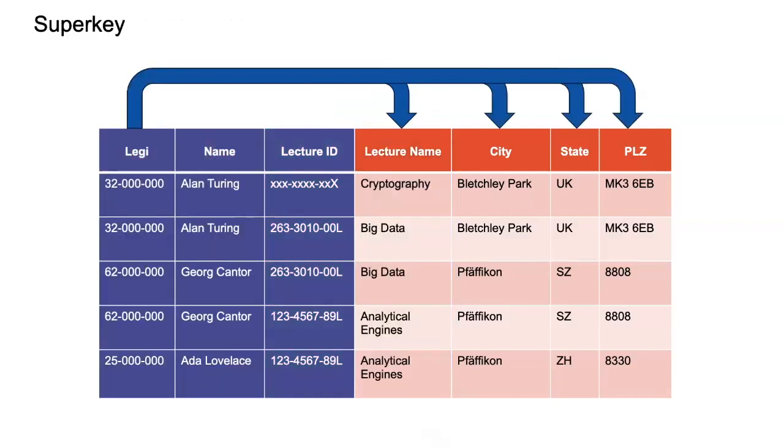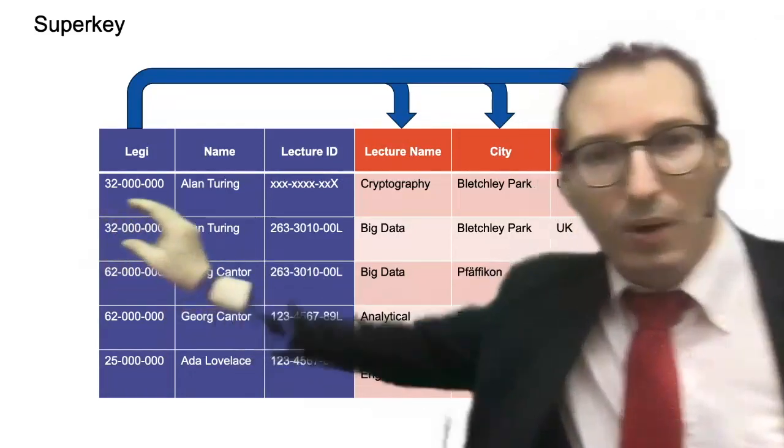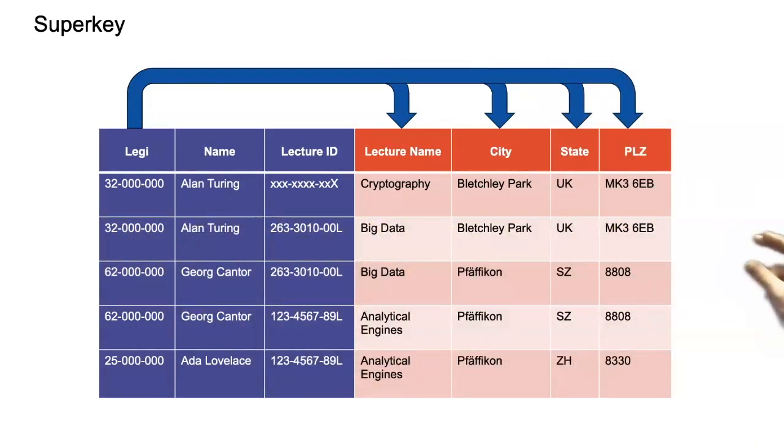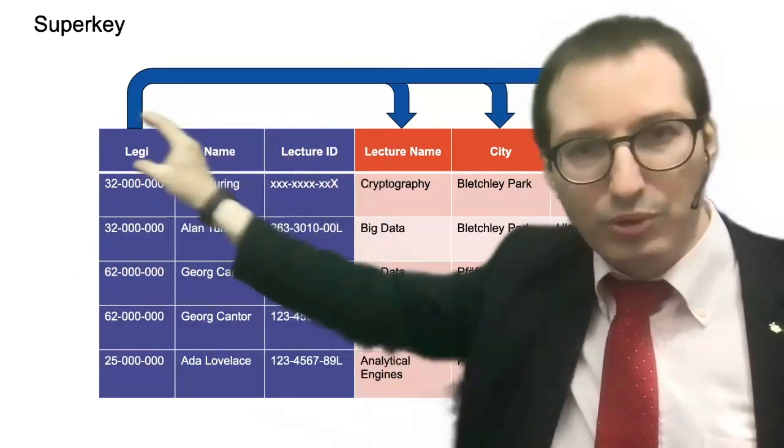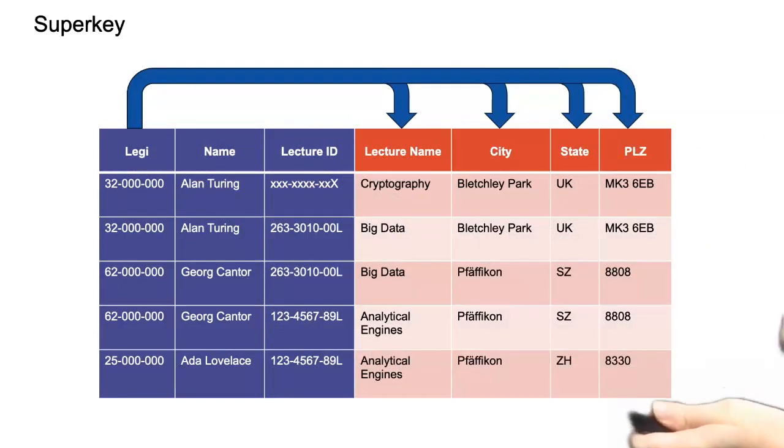Okay. Now, there are cases where you're lucky enough that a couple of the columns have enough information to fully identify the whole record. In that case, for example, if you know the Legi, the name, and the lecture ID, if I tell you, for example, 30 blah, blah, blah, Alan Turing and 263, then you know that you are on this row. This is what a super key means. It means there's a functional dependency from these three attributes to everything. This is a super key.